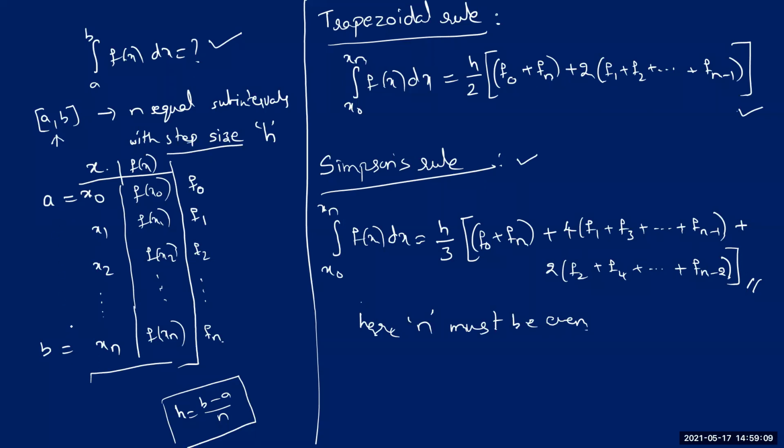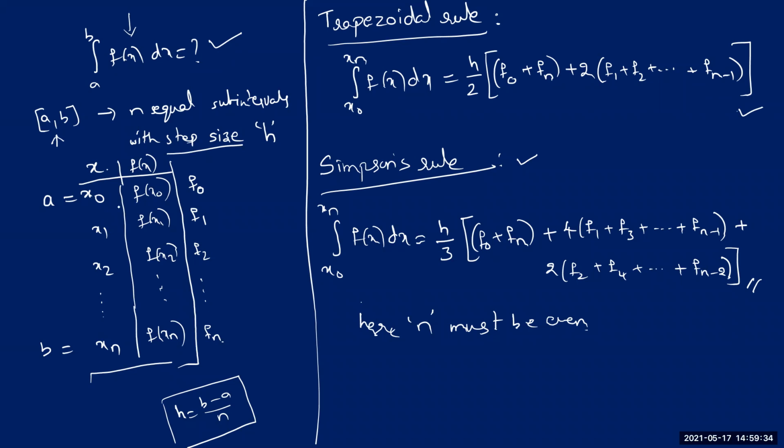Within this interval, to get n subintervals, we got n plus 1 data points starting from x0 to xn. Now, after getting these data points, we need to calculate function values at each of them. Already, you are given a function in the question itself. So using that function, we can evaluate the function values at each of these data points.